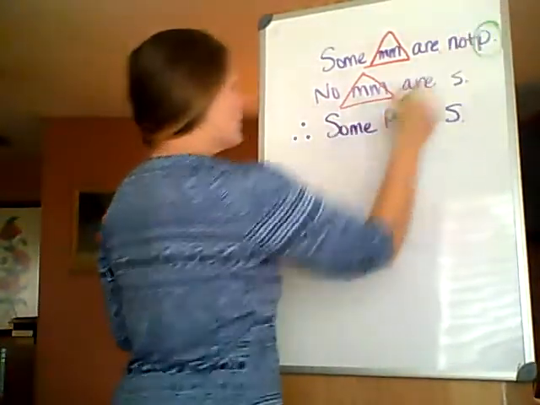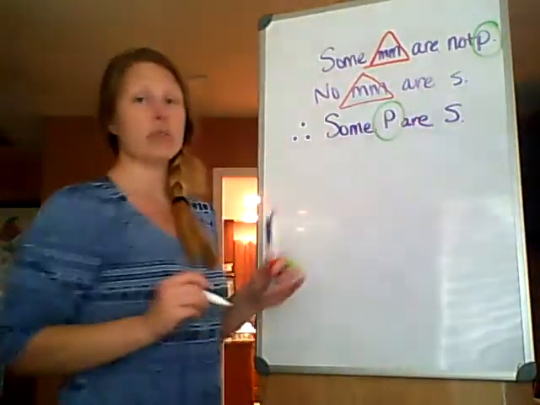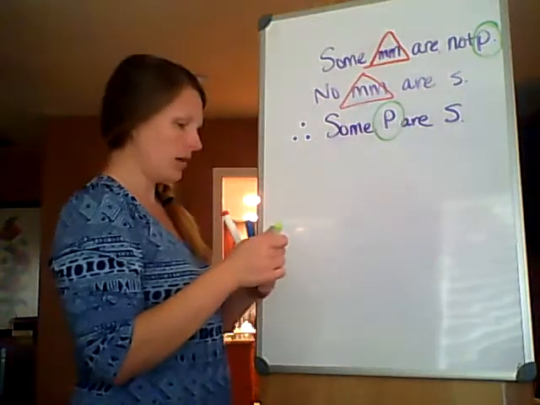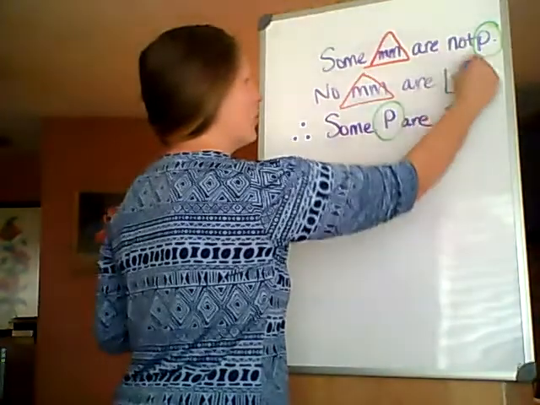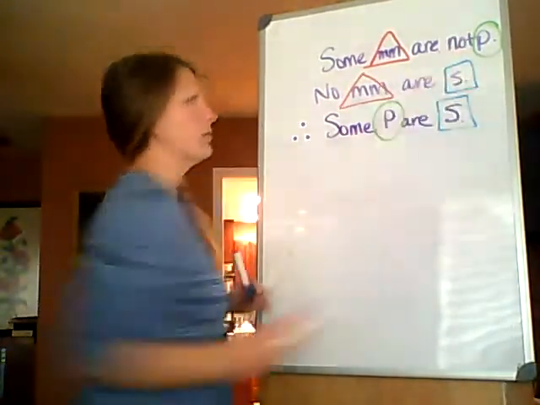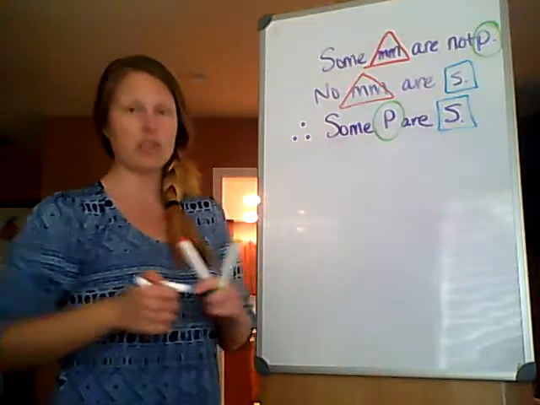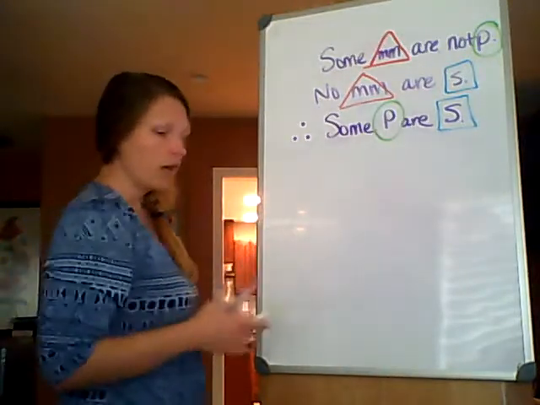Parchments was right here. Parchments is now right here in my conclusion. And then my skins is the predicate of both my second premise and my conclusion. So I just need to make sure that I match up my new words with what I'm doing.